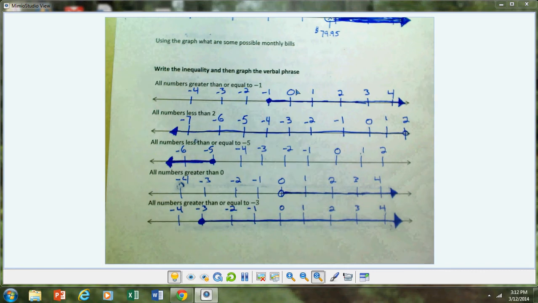So really what you have to make sure that you do is determine what your circle is. Is it going to be closed? Is it going to be open? Where is it going to be? And which direction is your arrow? If it's greater than, your arrow will go to the right. If it's less than, your arrow will go to the left.